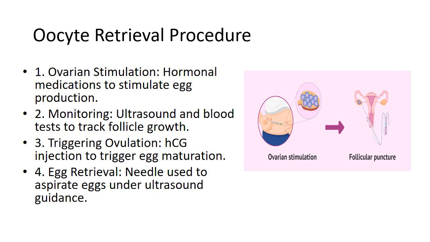3. Oocyte retrieval procedure, performed under mild anesthesia or sedation. Transvaginal ultrasound-guided aspiration is used to collect eggs. A thin needle is inserted into the ovarian follicles to aspirate the fluid and retrieve mature eggs. The procedure takes 15 to 30 minutes with minimal recovery time.